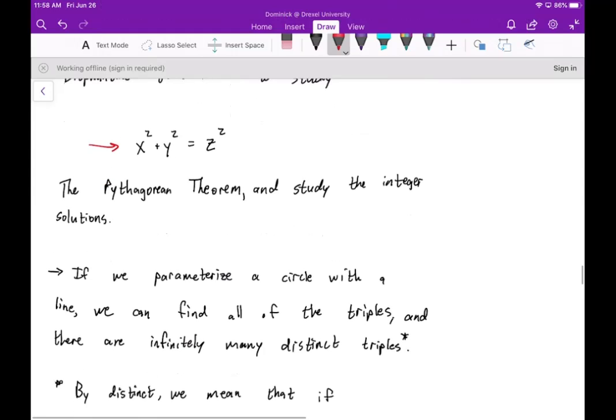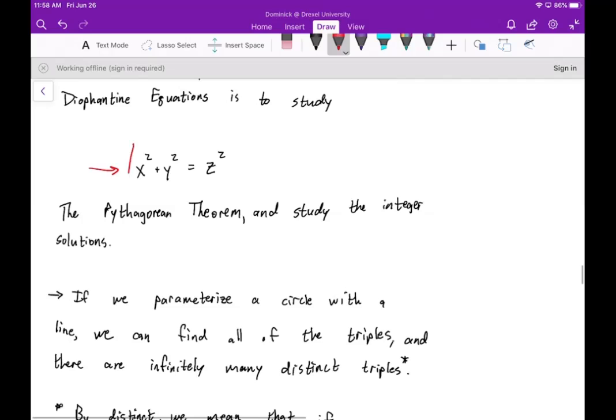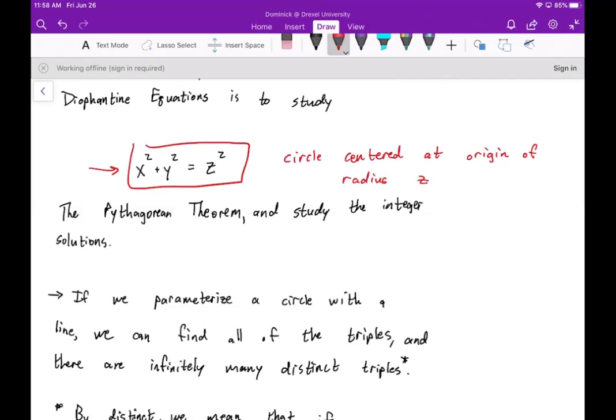Now, what we have here, don't forget that the Pythagorean theorem is really the equation of a circle with a specific radius, right? So this is a circle centered at the origin of radius z, right? And the idea how this relates to the Pythagorean theorem in triangles is that x and y are your height and width of the triangle, and then your radius would form the hypotenuse. So that's how we know that this works.